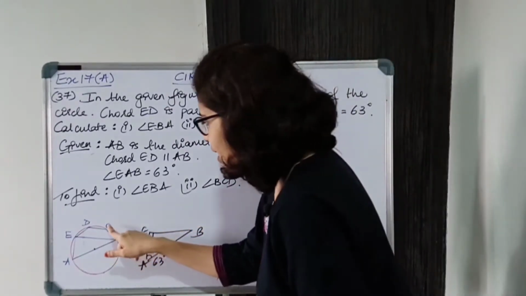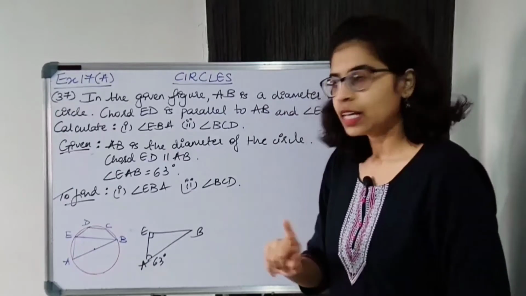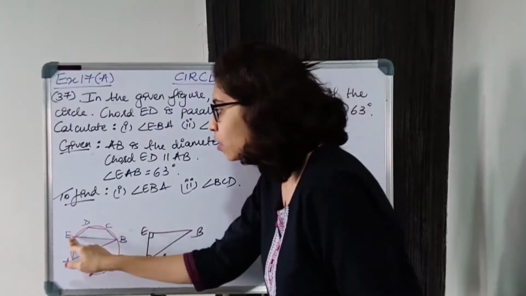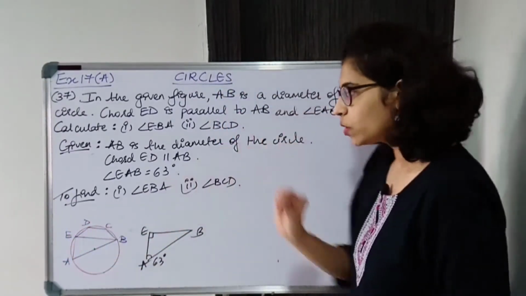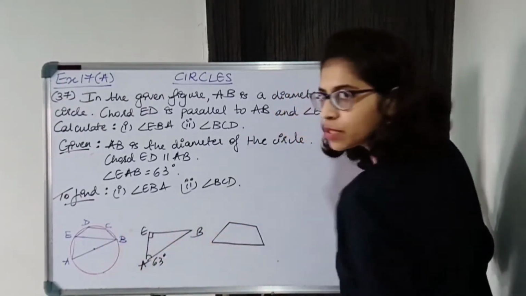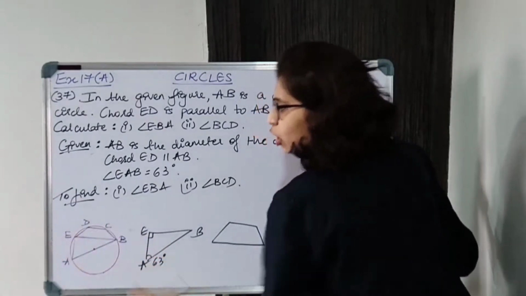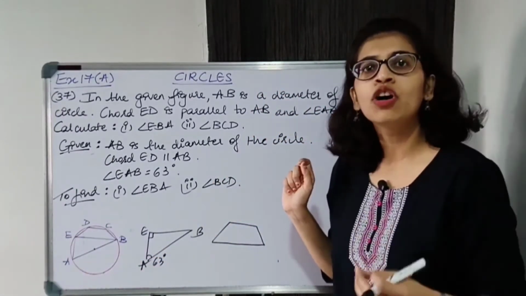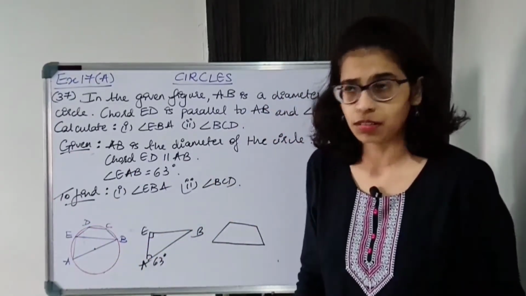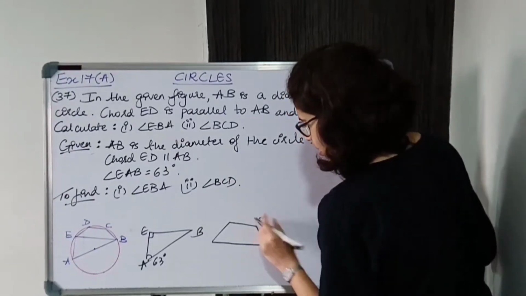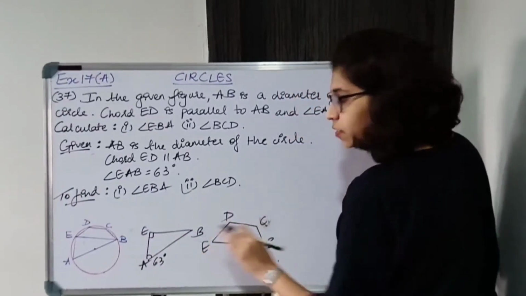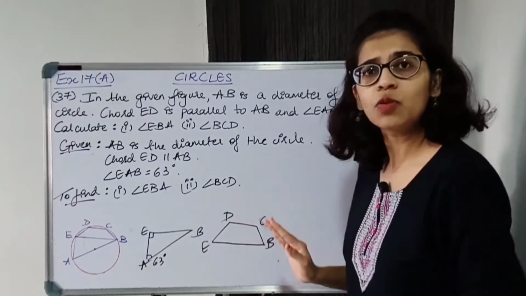Now BCD, ये angle is a part of this cyclic quadrilateral. Notice carefully, it is not mentioned in the given, but diagram से पता चलता है. DCBE, all these points are lying on the circumference of the circle. All the vertices are lying on the circumference of the circle. B, C, D and E. ठीक है, ये है. And all the vertices are lying on the circumference. मतलब this is a cyclic quadrilateral.